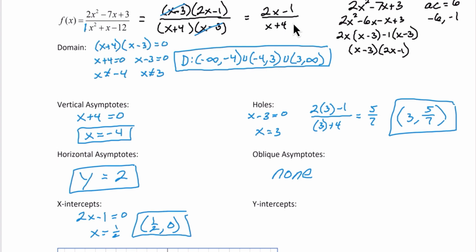To find the y-intercept, we set the x's equal to 0. And it's easier if you use the original function. Notice that this term will go to 0, this term will go to 0, this term will go to 0, this term will go to 0. So you're left with 3 over negative 12, which reduces to negative 1/4. So our y-intercept is 0, negative 1/4.